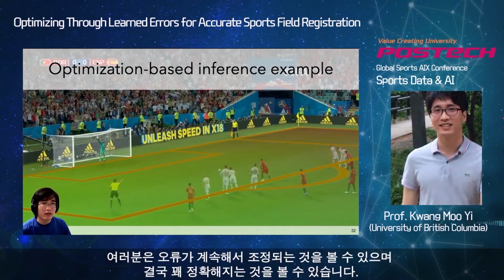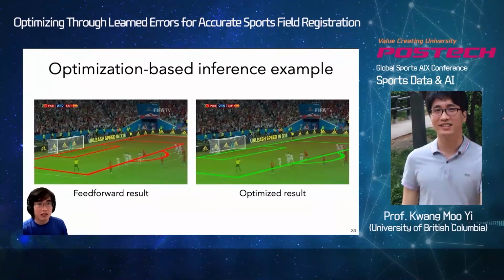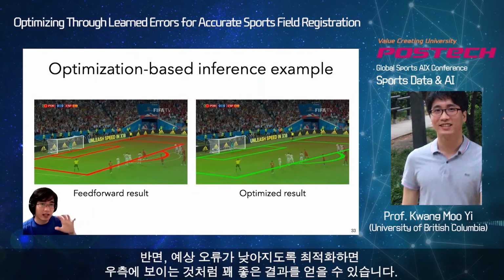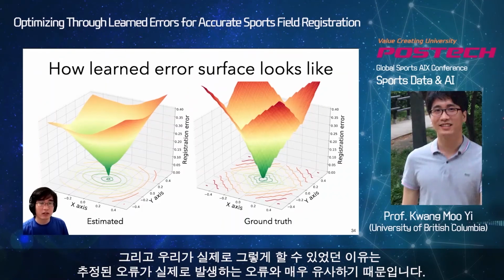You see that the error gets adapted on and on and on, and then now it becomes quite accurate. And the difference is quite huge. If you look at the feed-forward results, you see that they're quite off. Whereas when you optimize so that the estimated error gets lower, you get quite good results as shown here. And the reason we can actually do that is because the estimated error actually is quite close to what we have for the real error if you were to measure it.